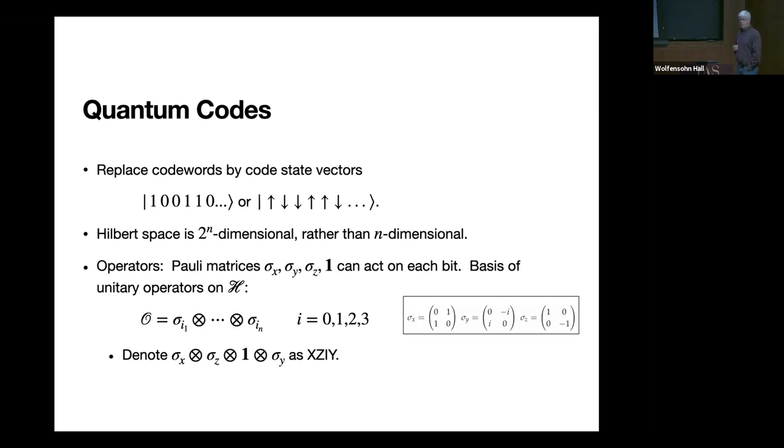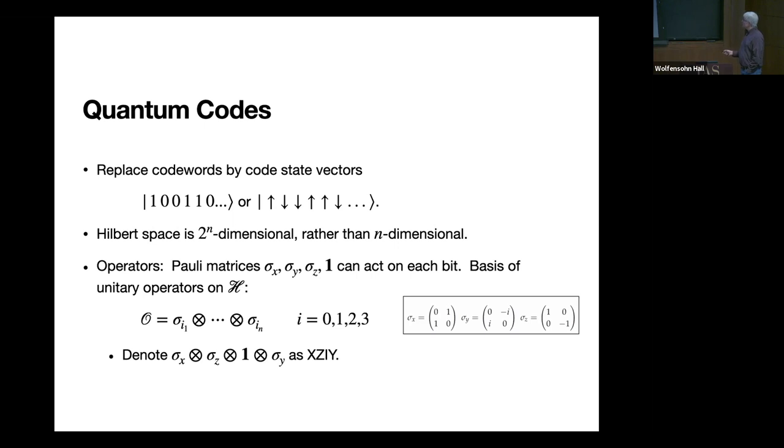All right, so now let's talk about quantum codes. And now what we want to do is replace bits by qubits. So we're going to replace code words by code state vectors, which you can think of as states of n spins. And so we have a 2 to the n dimensional Hilbert space rather than an n dimensional one. And I'm going to focus on a restricted set of operators, which are just operators built out of Pauli matrices.